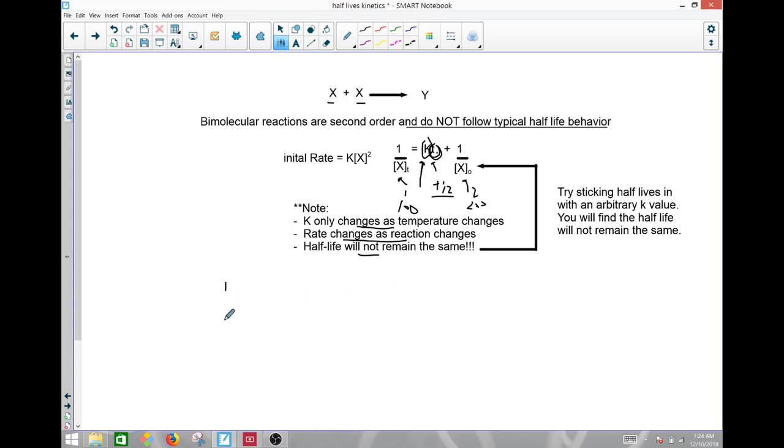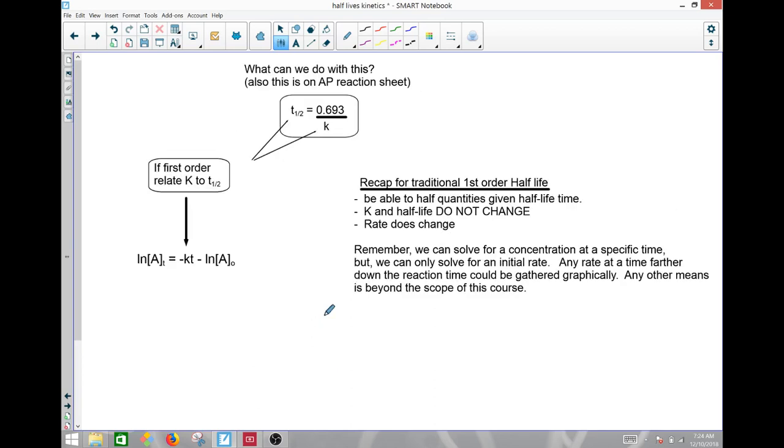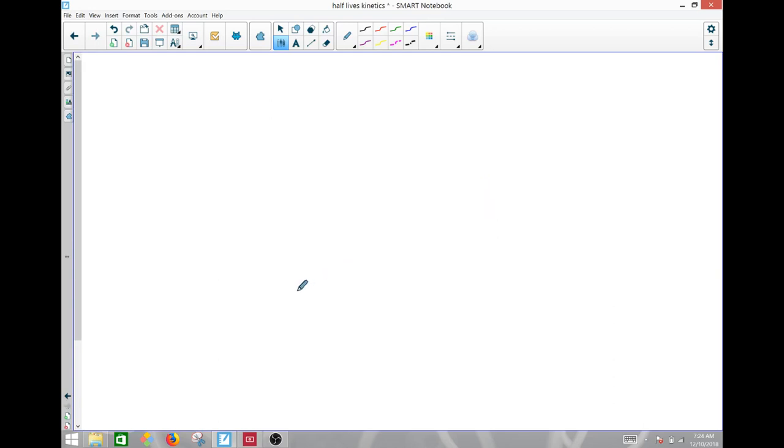Okay. Now keep in mind as well, for a zero order, actually I don't think I have a zero on here. Well, I'll come back to that in a second. So what can we do with this reaction again? This is only for first order. Okay. So again, this is a recap. Traditional first order half-lives: given the quantities you can determine, given a half-life, K and half-life do not change, rate does change. Okay. Anyways, so that is the end of it.